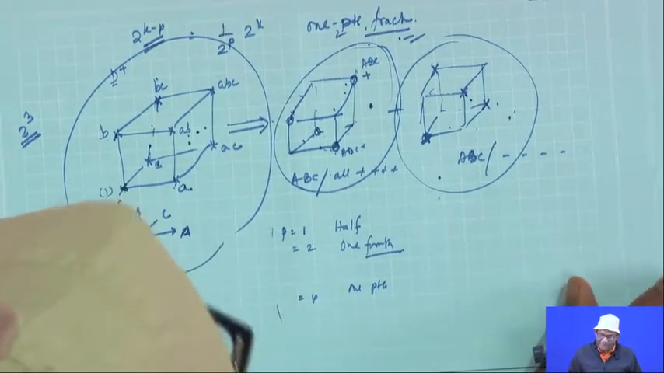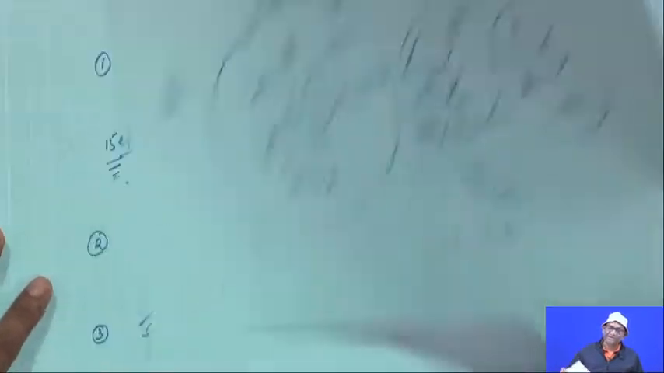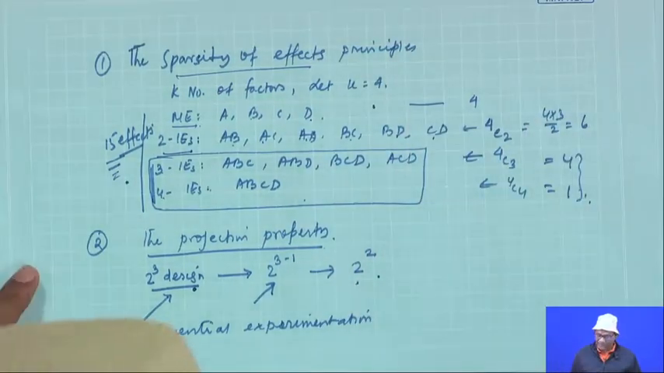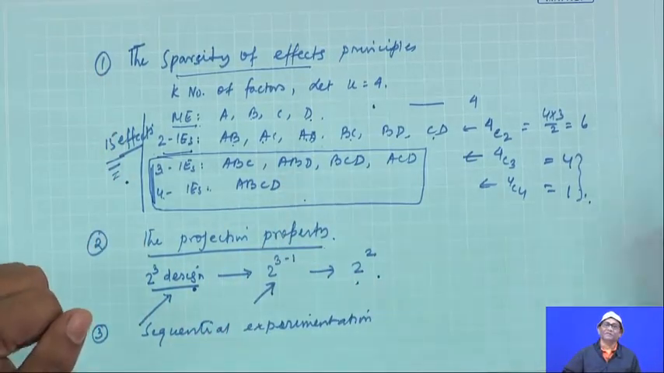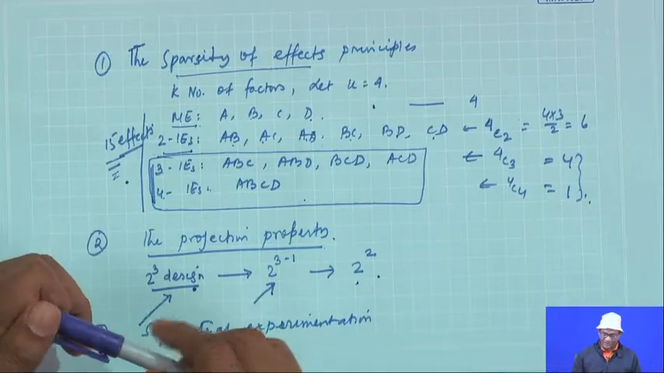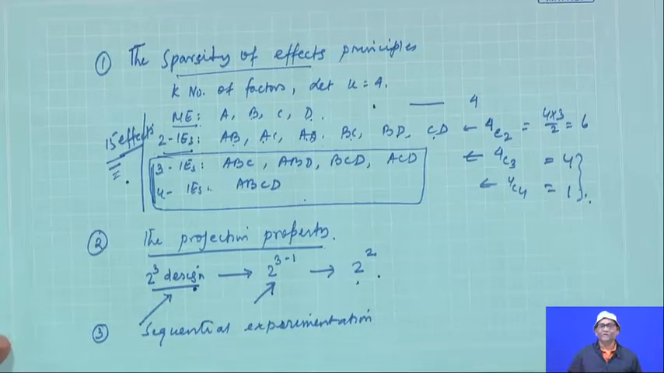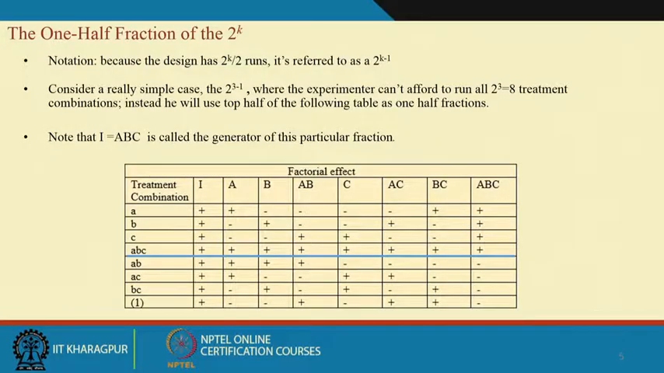So, these 3 properties enable the experimenter conducting fractional factorial design, because this will give useful results. It is not arbitrary, it is a good one. Now, I come to another very important concept called defining relations, or generator.